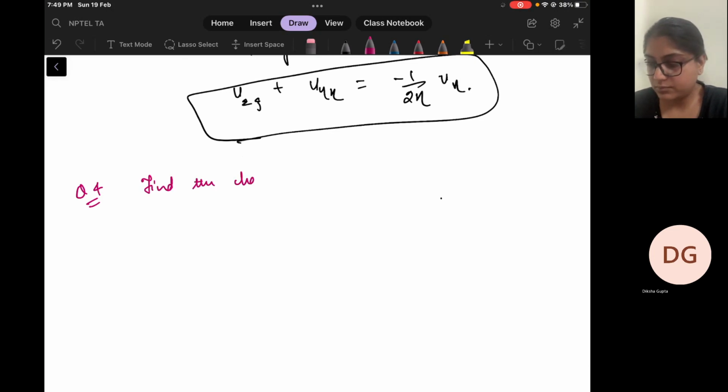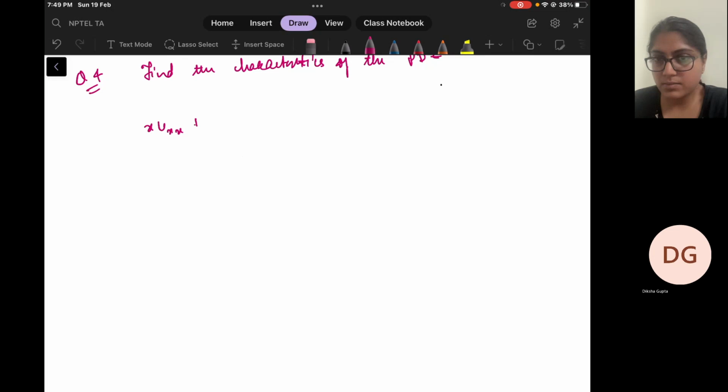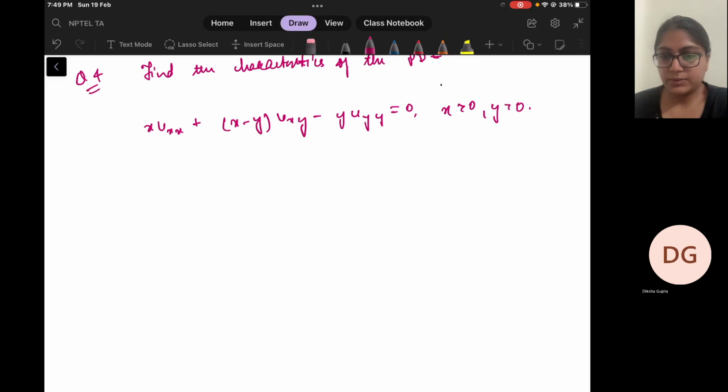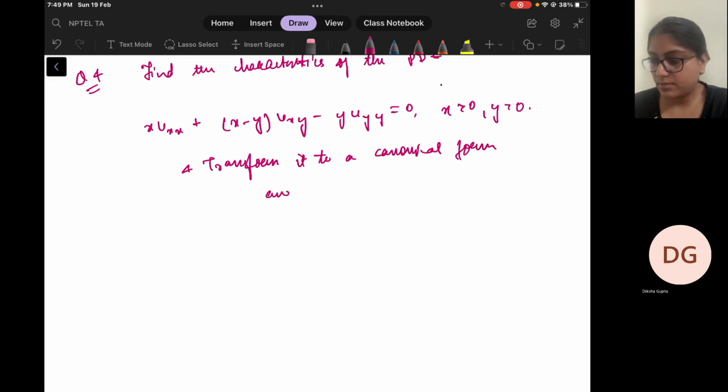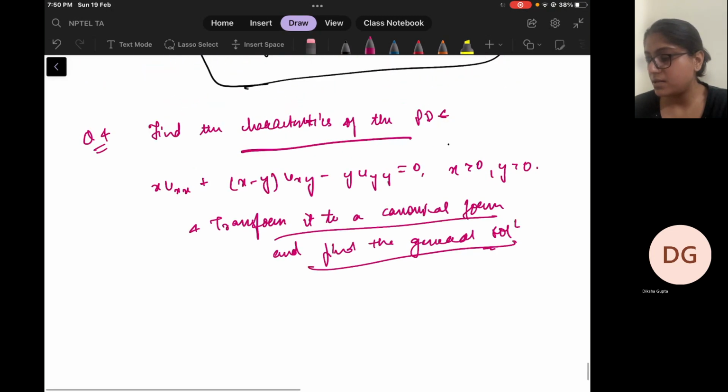Find the characteristics of the following partial differential equation, which is x u x x plus x minus y u x y minus y u y y, and transform it to a canonical form and use that canonical form to find the general solution. So we have to find the characteristic, reduce it to the canonical form and find its general solution.